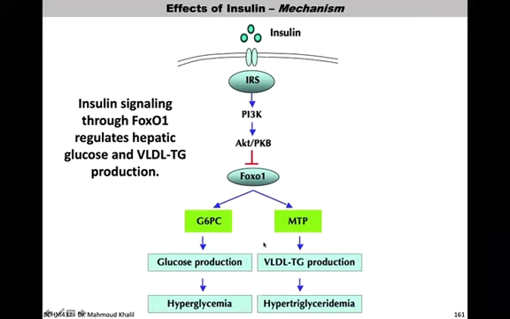that leads to glucose production and hyperglycemia. Actually, that's the phosphatase, and it activates MTP as well, which leads to VLDL-TG triglyceride production, as we have said, and this will increase triglycerides in the blood, leading to hypertriglyceridemia. So both of these effects of insulin will lead to hyperglycemia and hypertriglyceridemia. Of course, we are saying this when the threshold of the liver has been reached.